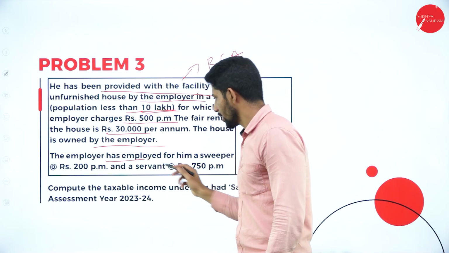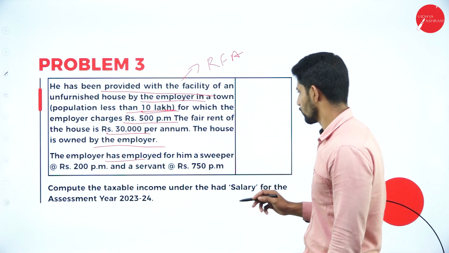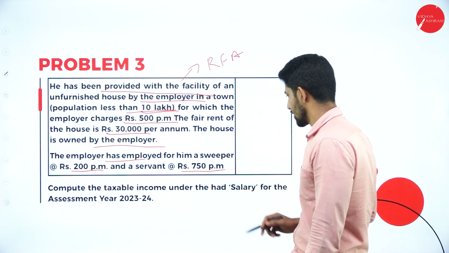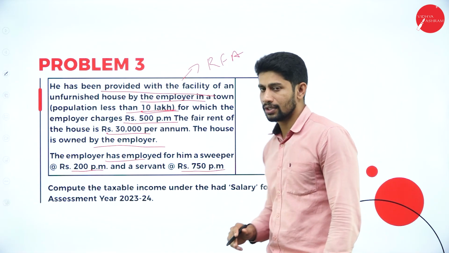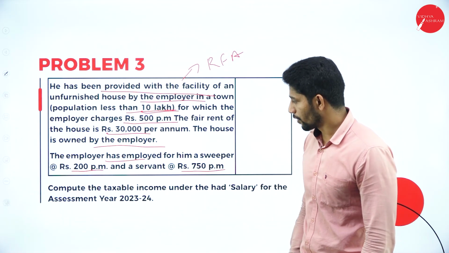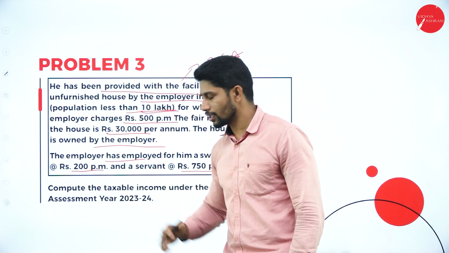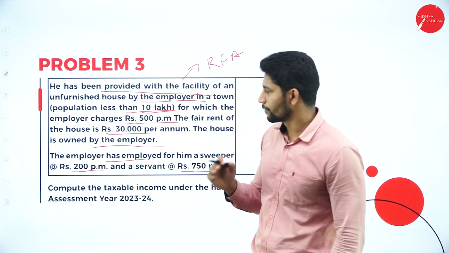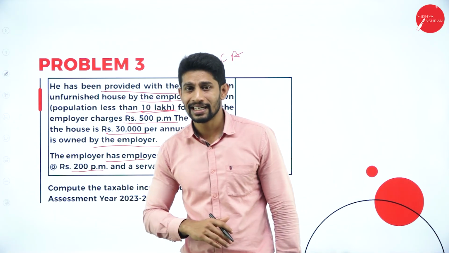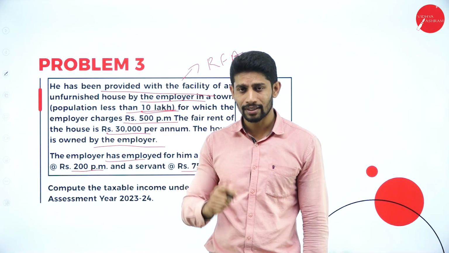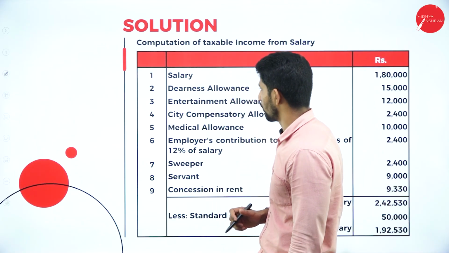Next, the employer has employed him a sweeper at 200 per month and a servant at 750 per month. Okay, so this is the information which is provided. Compute the taxable income under the head of income from salary for the assessment year 2023-24. So let us solve the problem.